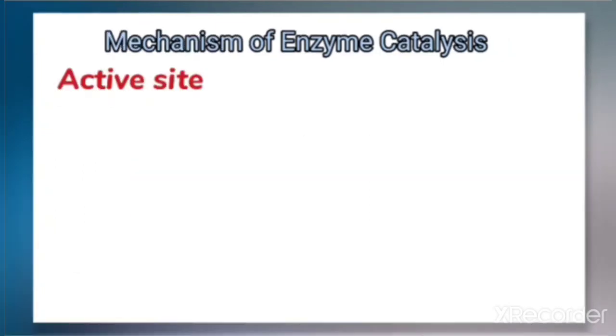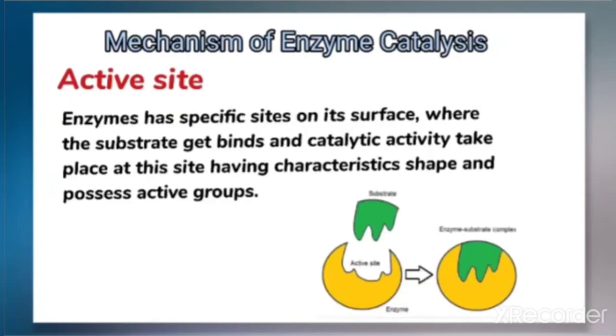Now let us discuss the mechanism of enzyme catalysis. Before explaining the mechanism, let us discuss what an active site is. The enzymes have specific sites on their surface where the substrates get bound and the catalytic activity takes place at this site, having a characteristic shape and possessing certain groups. So what is this active site?